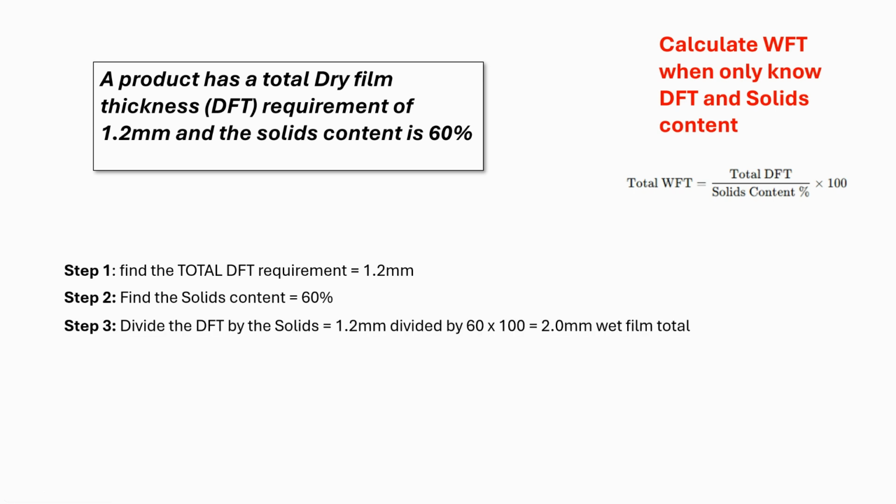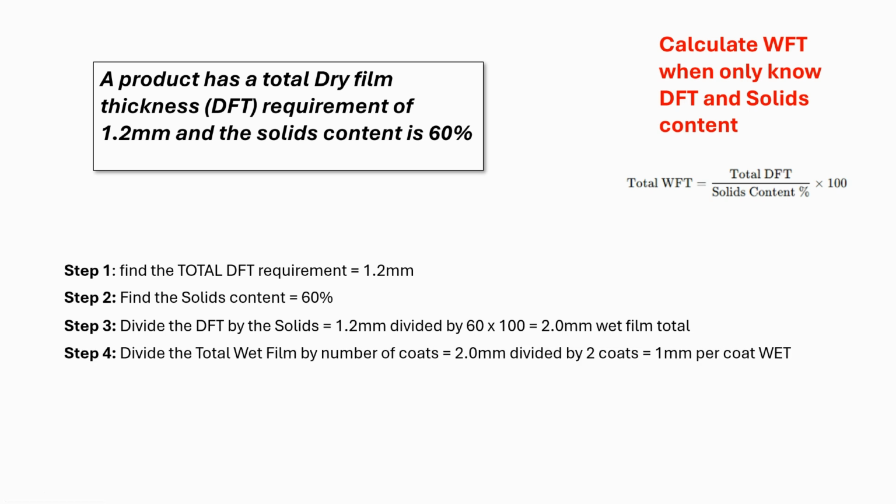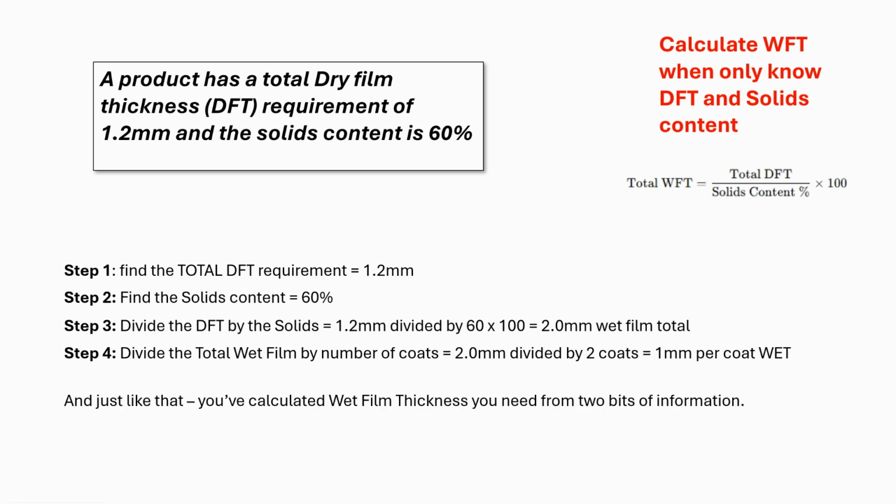So then we do a bit of math. Divide the dry film by the solids. So in this case, we're going to divide 1.2 by 60, and multiply it by 100. And we get 2 millimetres of wet film total. And then again, divide that by number of coats. All liquid systems are minimum 2 coats. So we divide the 2 millimetres by 2 coats, and we get 1 millimetre per coat wet. And just like that, we've calculated the wet film thickness you need from the 2 bits of information.